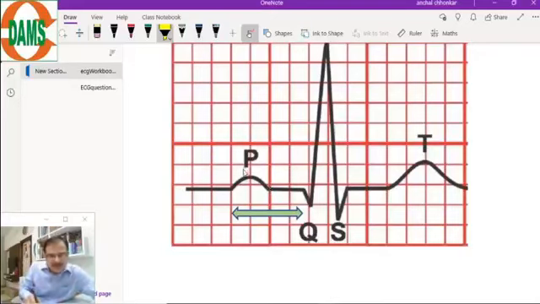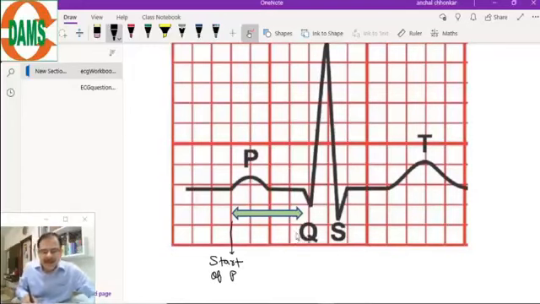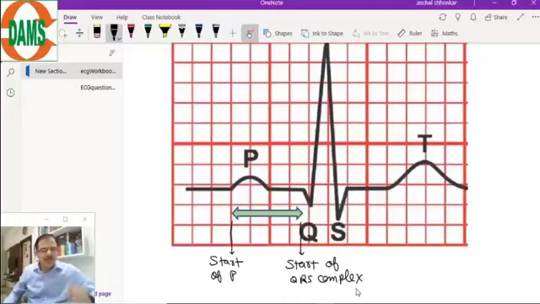So how to calculate the PR interval? The PR interval is calculated from the start of the P wave. Remember, very important, start of P. Start of the P wave, and it is till the beginning of the QRS complex, the start of the QRS complex. So this is the PR interval, start of P till the start of the QRS complex.